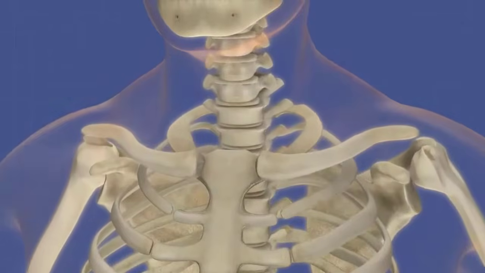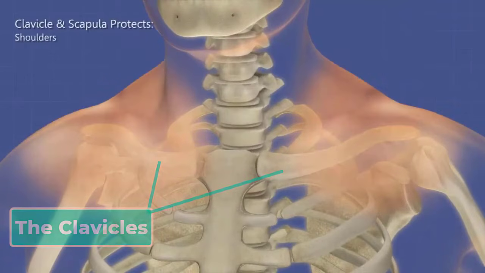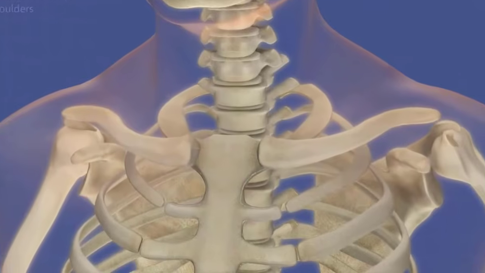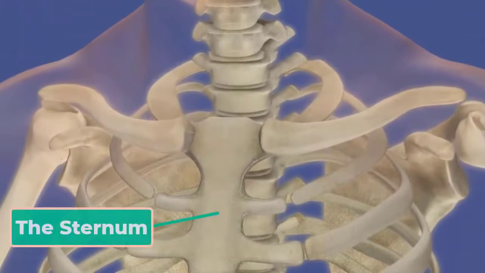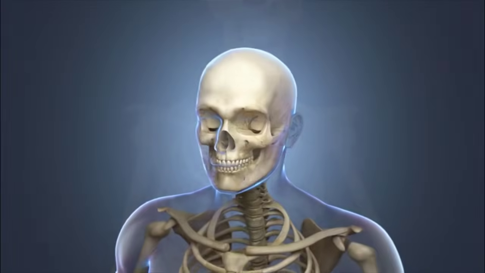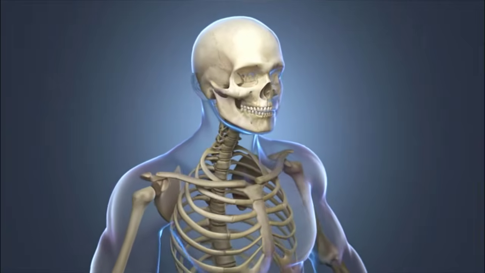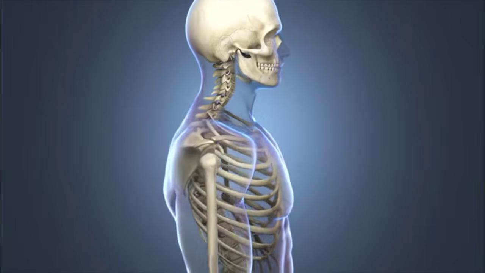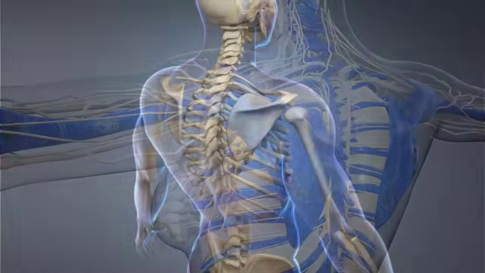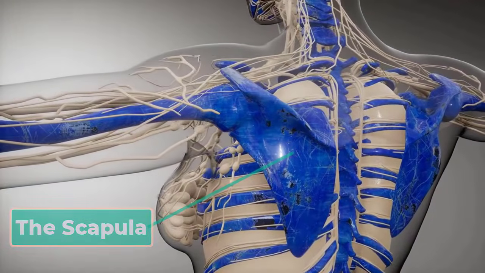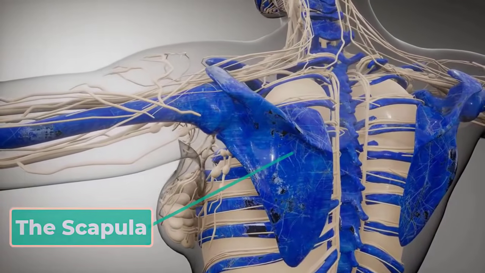The clavicle, or collarbone, is an S-shaped bone located on the anterior side of the shoulder. It is attached on its medial end to the sternum of the thoracic cage. The lateral end of the clavicle articulates, or joins, with the scapula just above the shoulder joint. The scapula, or shoulder blade, lies on the posterior aspect of the shoulder.